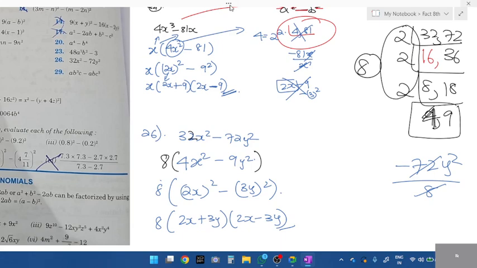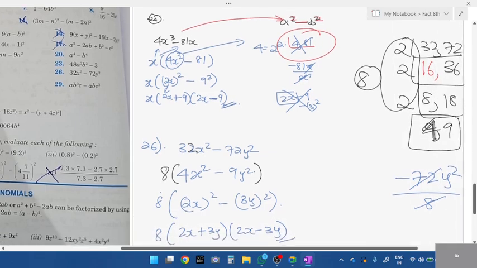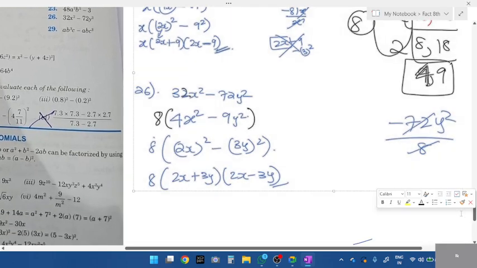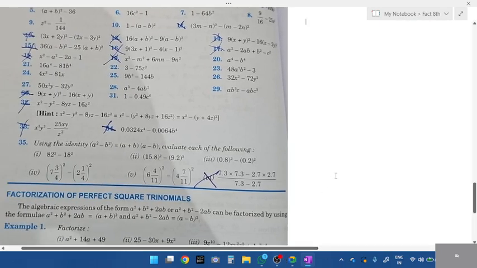You're in high school, 8th, ninth, 10th. The concepts are almost same in 8th, ninth, and 10th. Completed. Shall we try the next one? Next question. 20, which one was this? 26 was done. 27, will you do it for homework?